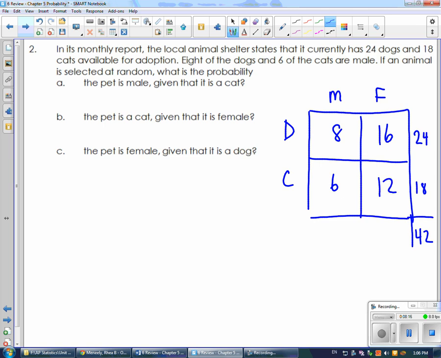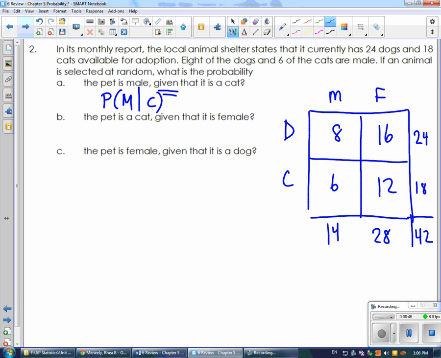And if you want, you can go ahead and find the sum of your columns as well. So this would be 28. And now I've got a two-way table because I've categorized these animals 2 different ways. So I'm trying to find the probability that the pet is male given that it is a cat. So as soon as you see the word given, that's a dead giveaway that you're dealing with a conditional probability here. I'm trying to find the probability that it's male. The given information always comes second.